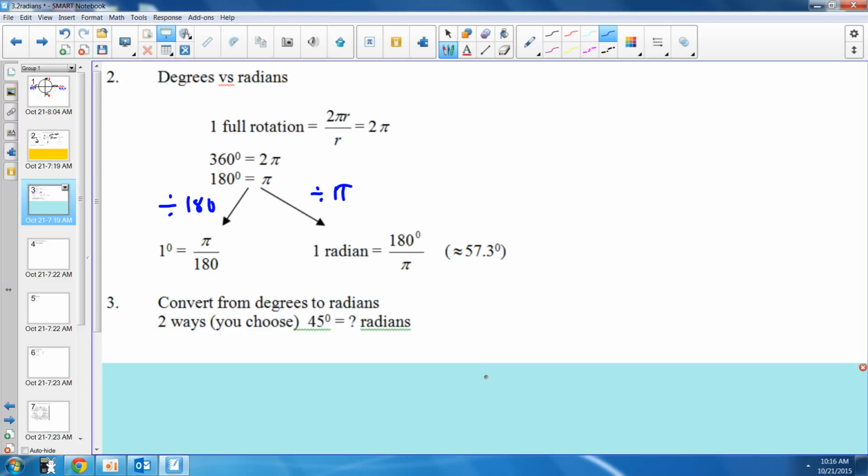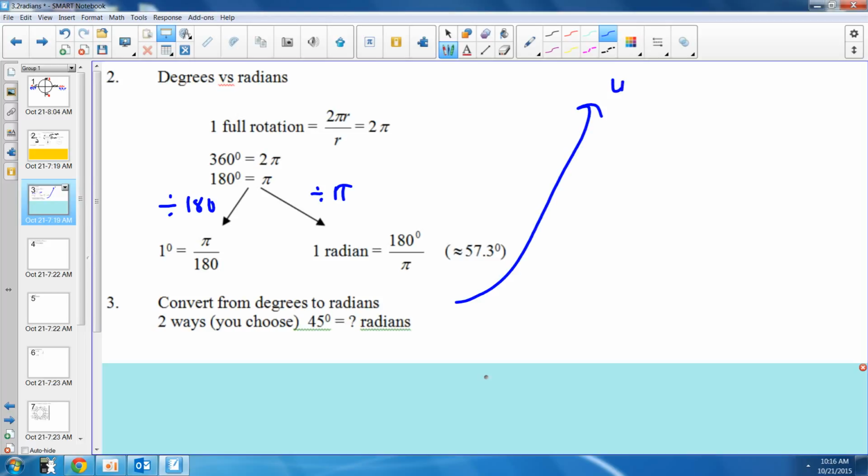I want to just do a quick example to show that there are 2 methods in solving and converting 45 degrees. I have definitely a preference. I'll do that first, but then there's another way if you prefer it. Just pick one way and go with the way that makes sense. 45 degrees to radians. How do you convert?